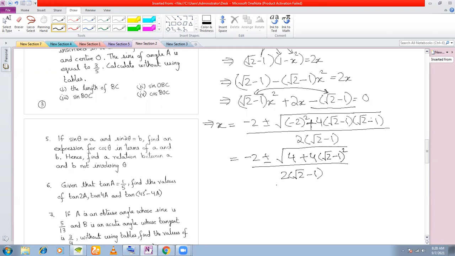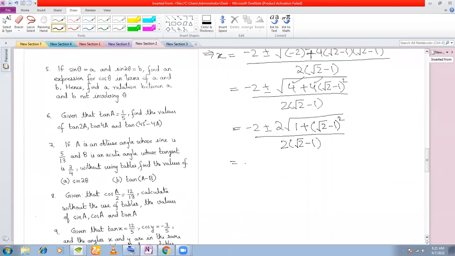Okay. And now what you can do is you can take 4 out of the radical. If you see this 4 and this 4, if you take out, this will become 2. So this will become simply a 1. Is this step clear?